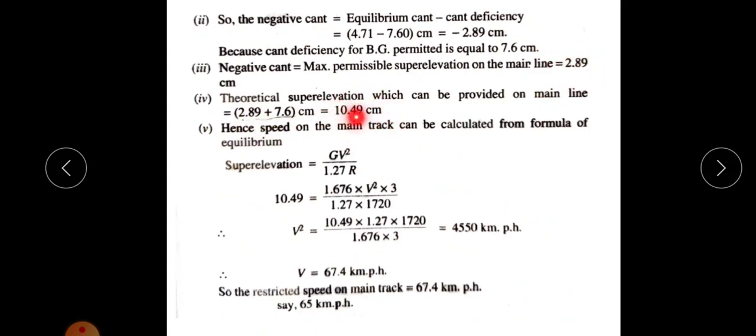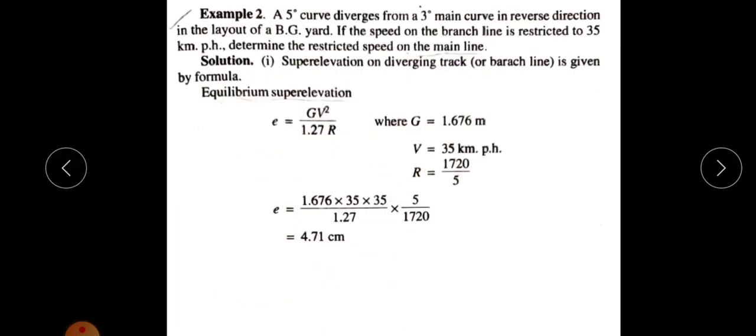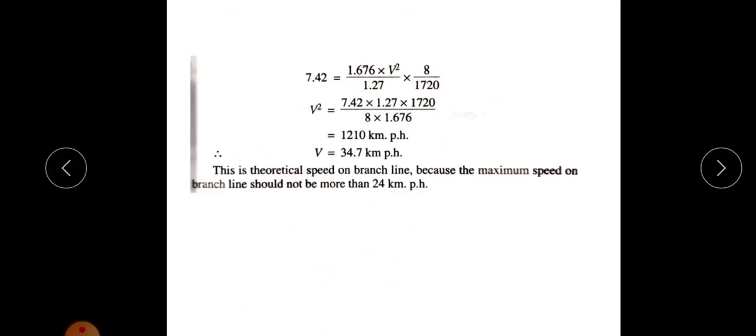So from this one we can calculate the value of V. Okay, so V is equal to 67 kilometer per hour, so it can be approximately 65 kilometer per hour. Okay, so this is the procedure for how we calculate restricted speed on the main track or branch track. Here we have calculated restricted speed on the main track. In the previous one we calculated the restricted speed on the branch track.